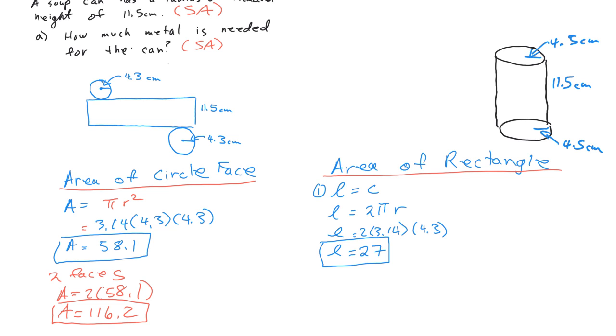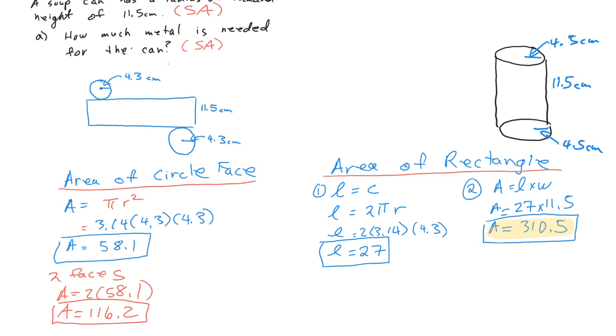Now here is how we calculate the area of the rectangle. Remember, the area of the rectangle is length times width, which is 27 times 11.5. And so we end up with the area being 310.5.